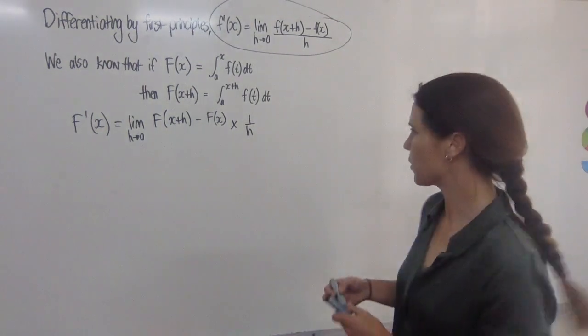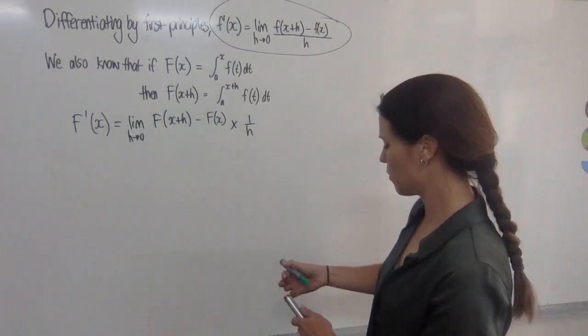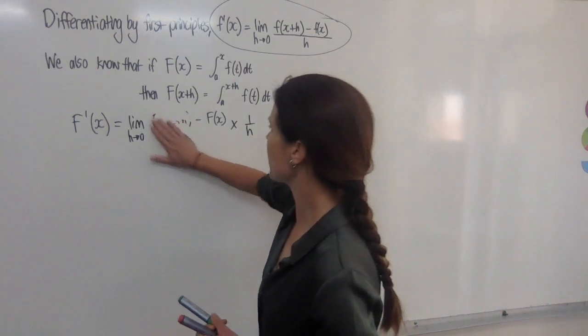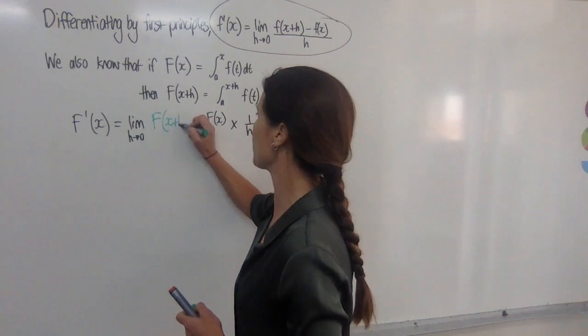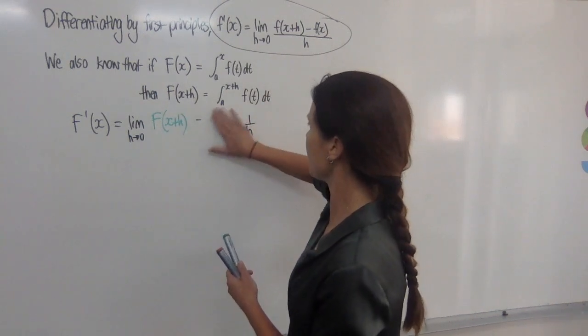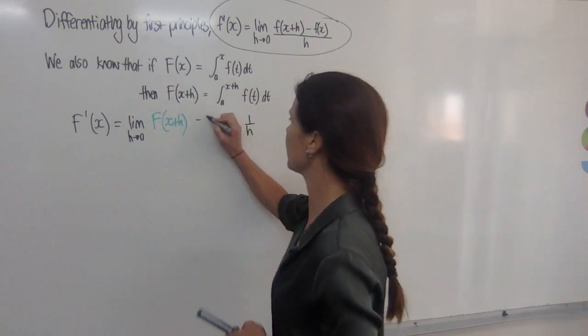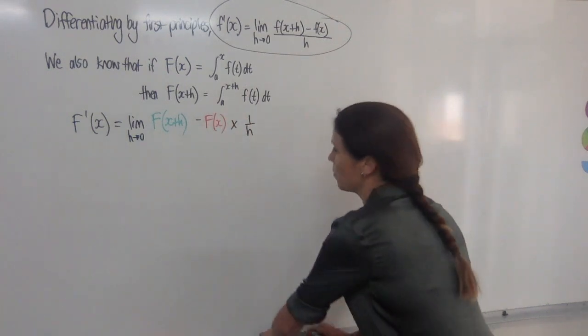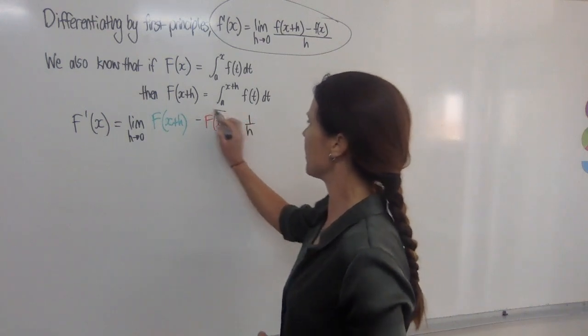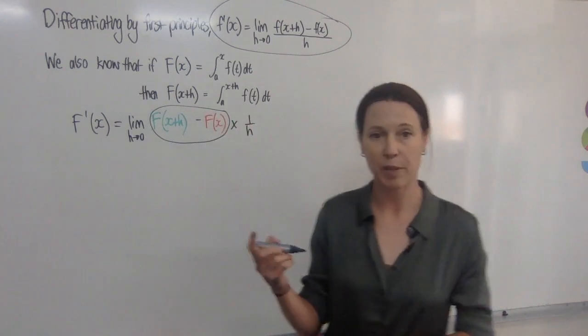Now, another thing I'm going to do at this point is use some colours to help me here. So let's change this to be written in green, big F of x plus h, and we'll make big F of x red. Okay, now let's look at what we can do to find a simpler expression for this part here.